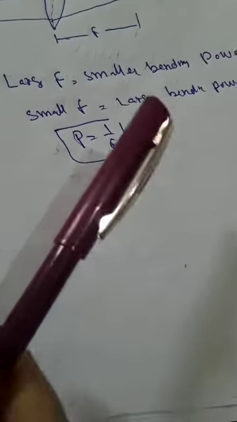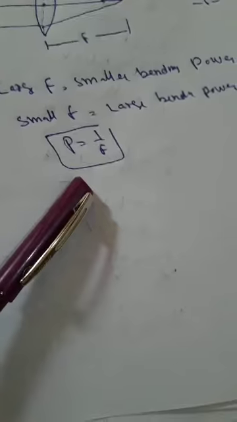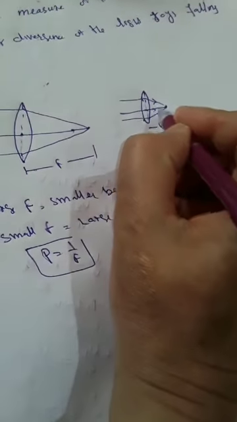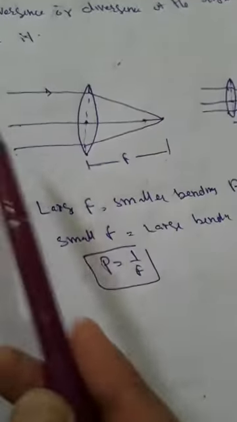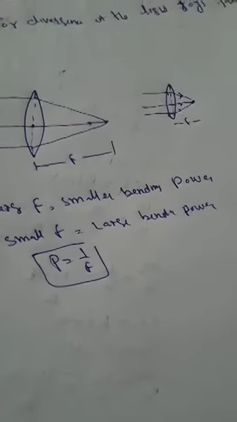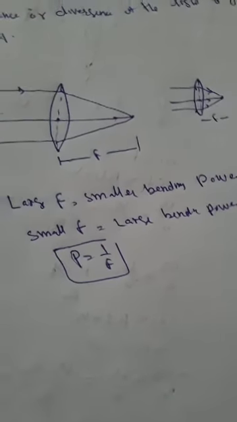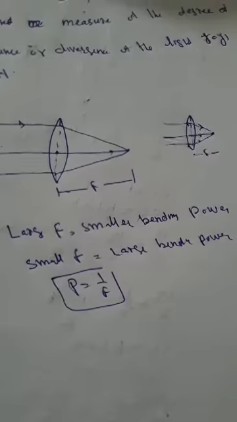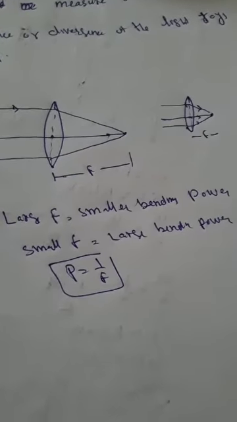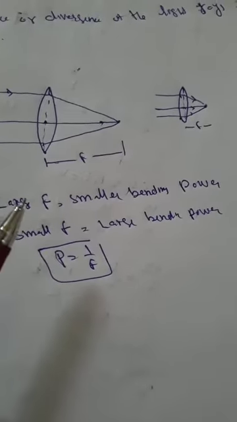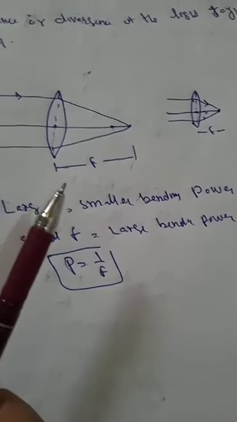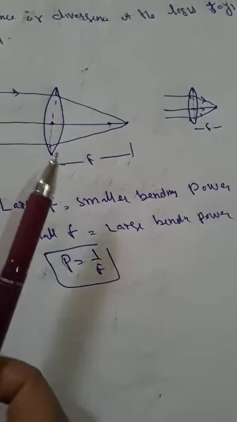That means more is the bending, smaller is the focal length. When the lens has smaller focal length, more is the bending power. So power of lens is the measure of degree of convergence or divergence of light falling on it. That means it depends upon the focal length. When the focal length of a lens is smaller, the power of lens is more, because large bending power takes place. When the focal length is more, it has a smaller bending power, as seen from the diagram also.